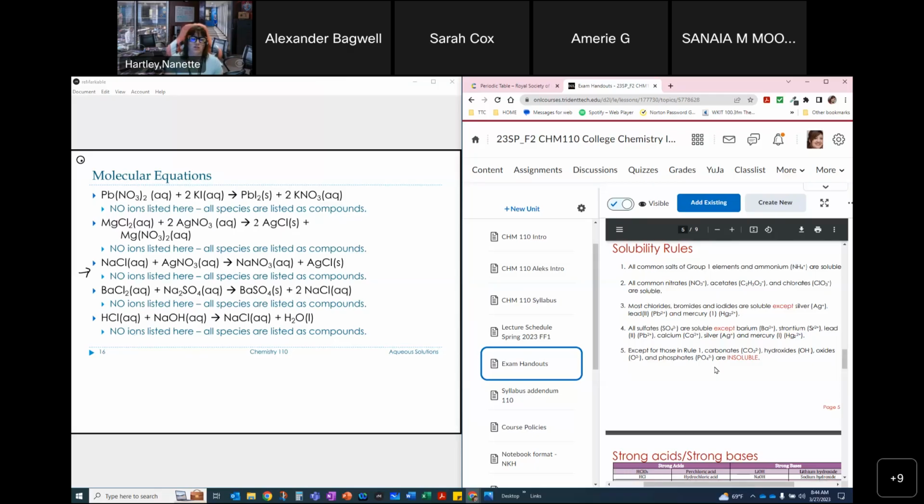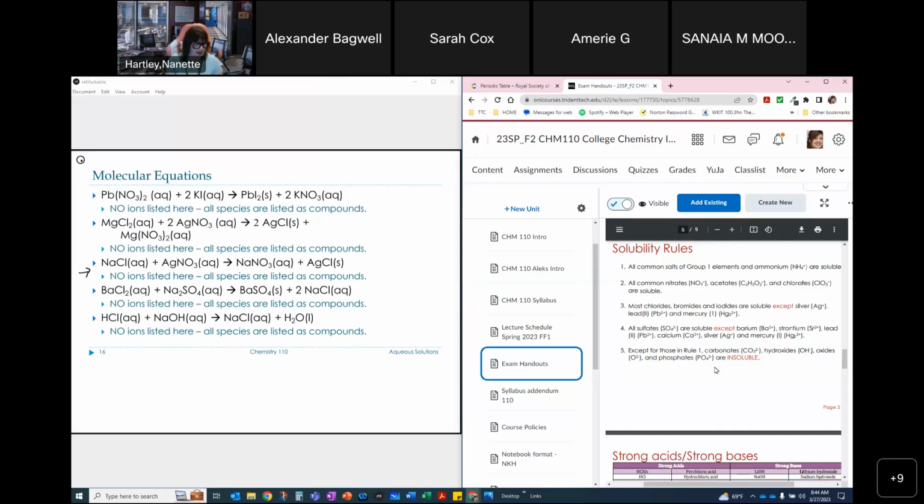We can also have MgCl2. Mg is an alkaline earth metal, so he is a 2 plus. Therefore, I need to have 2 Cl minuses to go with him. Ag is a plus, NO3 is a minus, so that's AgNO3. And that gives me my Mg(NO3)2 as a product. Right? We talked about the NaCl, so I'm not going to belabor that one again.